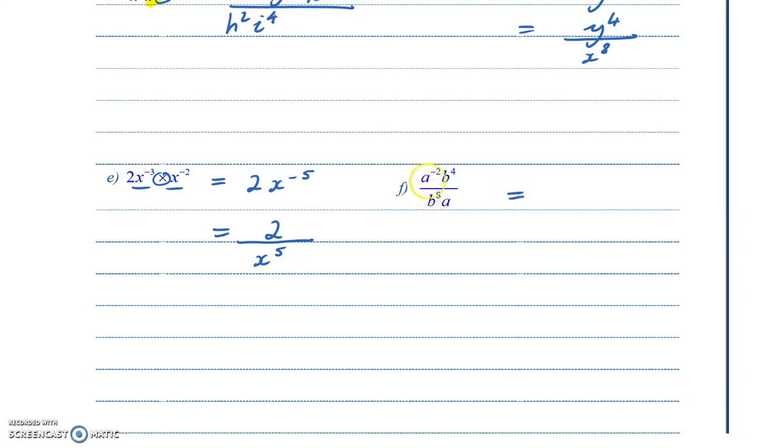Lastly, a to the negative 2, that's an a to the 1. Divide means take. So negative 2 take 1 is negative 3. b to the 4 and b to the 8 in division, 4 take 8 is negative 4. Writing this with positive indices is 1 over a cubed b to the 4.